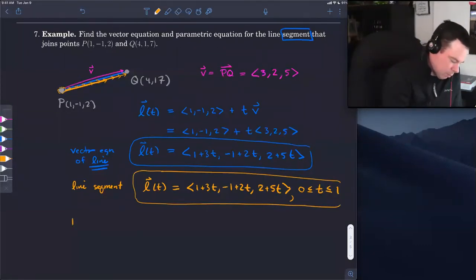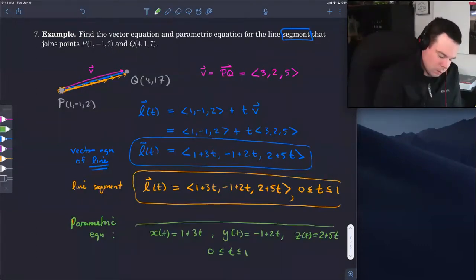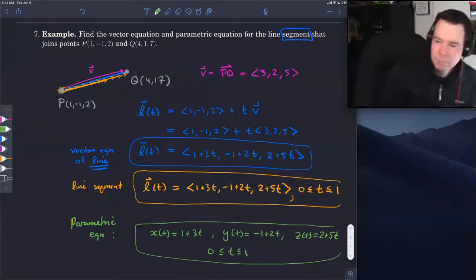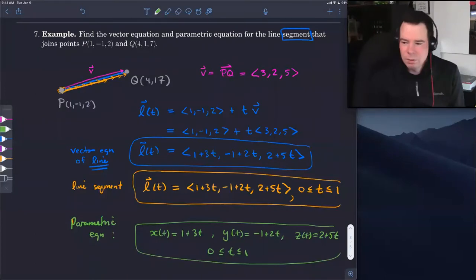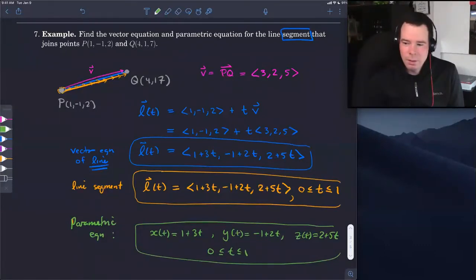And then we can also get the parametric equations for the segment. So parametric equation for the line segment. And those again are just unpacking. x of t is equal to 1 plus 3t, y of t is equal to negative 1 plus 2t, and z of t is 2 plus 5t, where again t is restricted to be between 0 and 1. So those are the parametric equations, and the one above is the vector equation, because it's a vector valued function that's describing the curve. Single value going in, vector coming out.